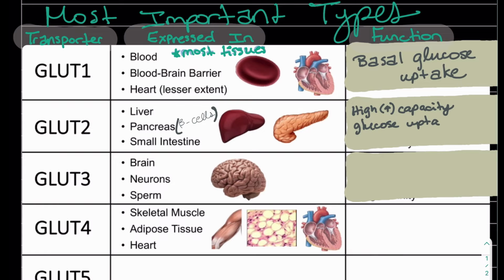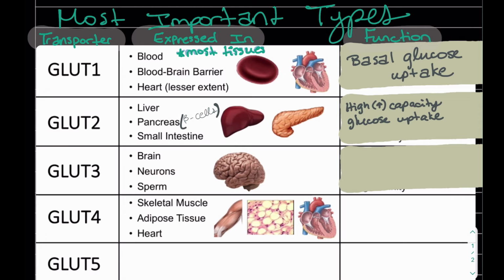All right, so moving on to GLUT3. GLUT3 is found in the brain, the neurons, and the sperm. GLUT3 controls the uptake of glucose into the neuron, so that's why you'll see it specifically in the brain, the neurons, and the sperm. It's only found in those areas, more so in the brain and the neurons, because the brain also needs glucose in order to function as well.